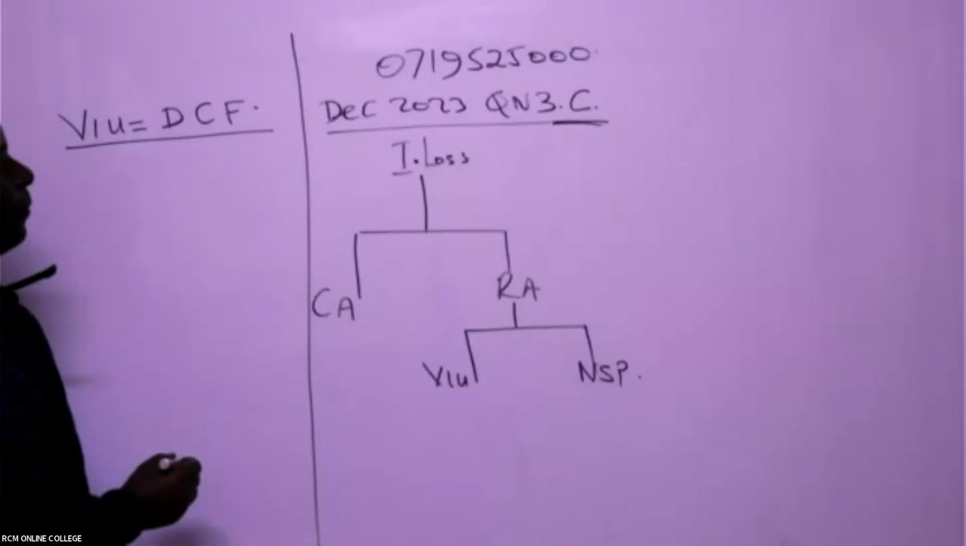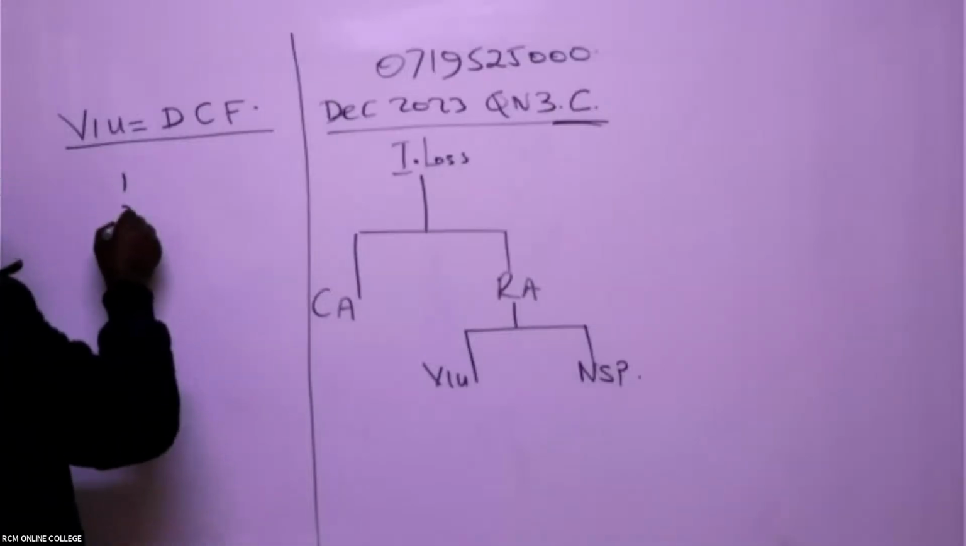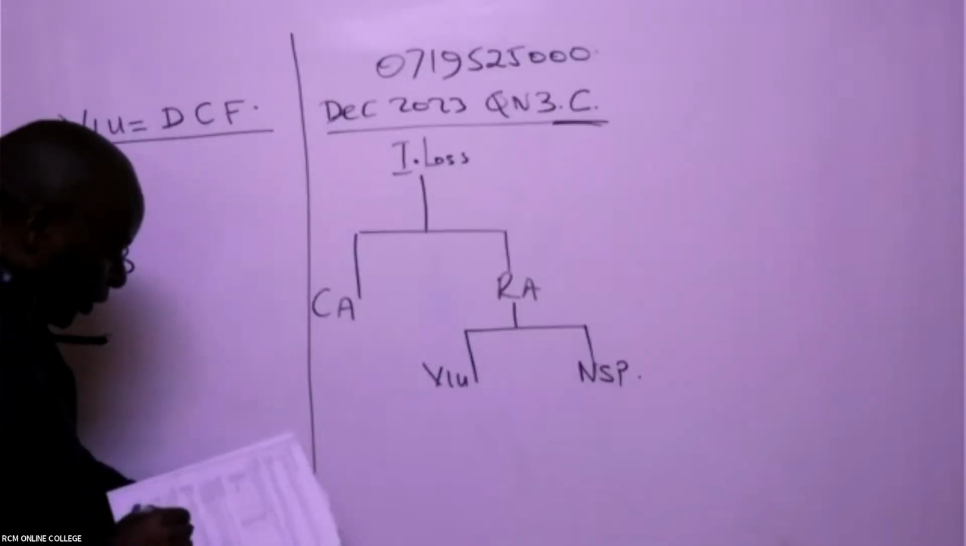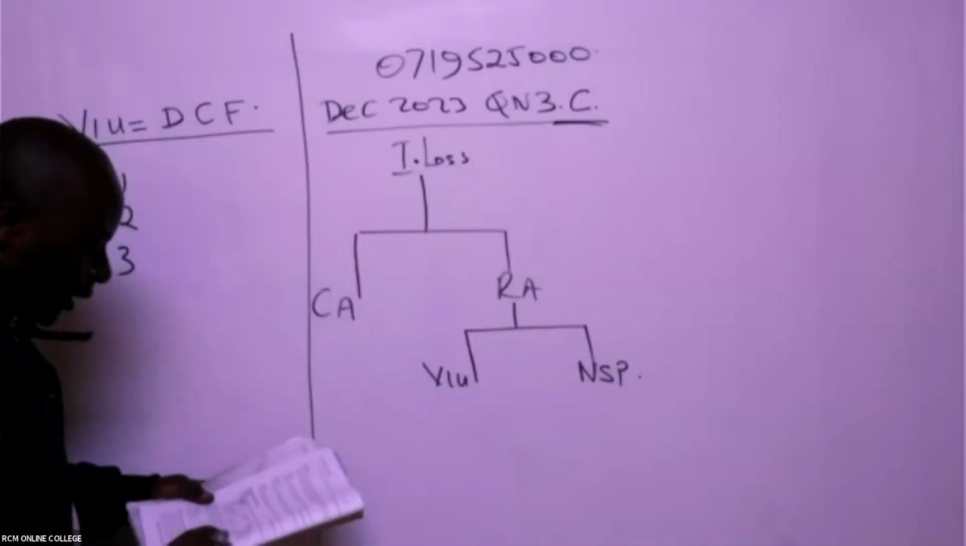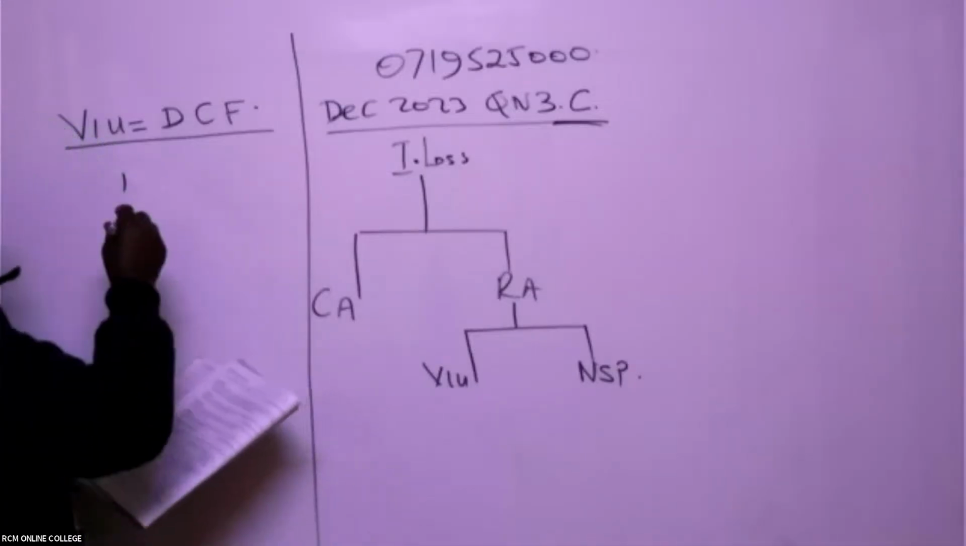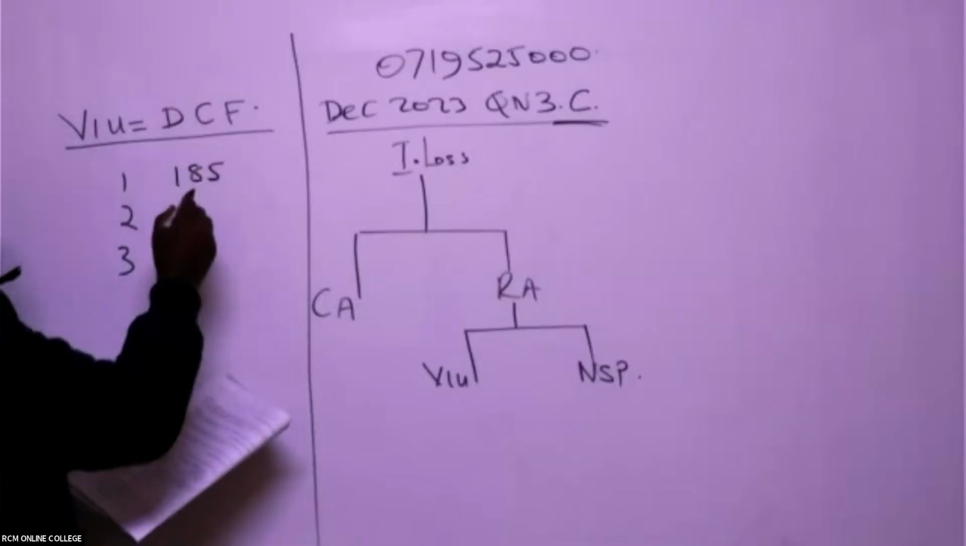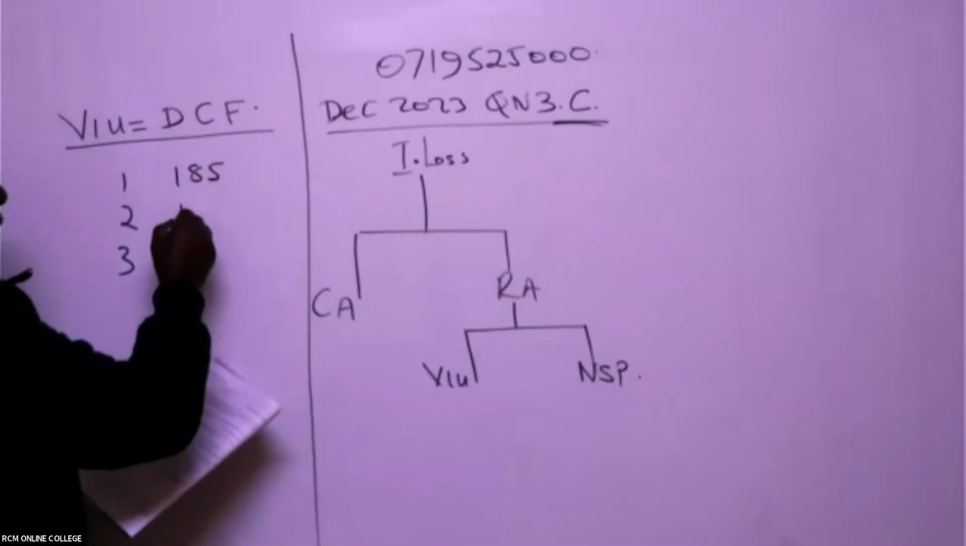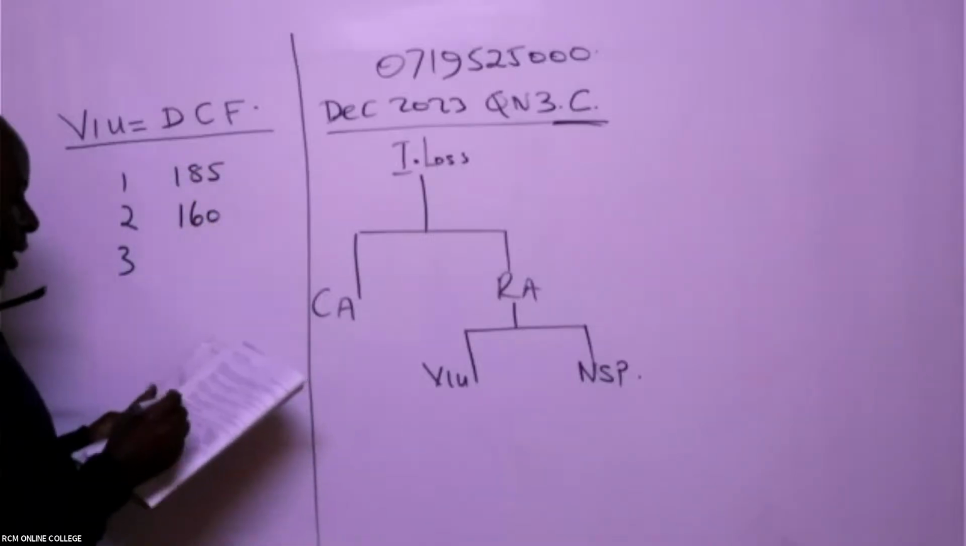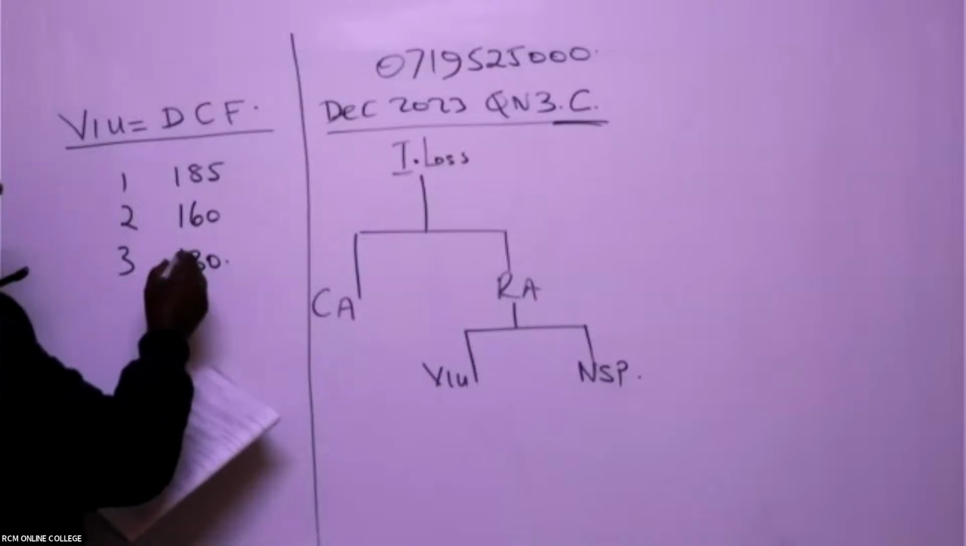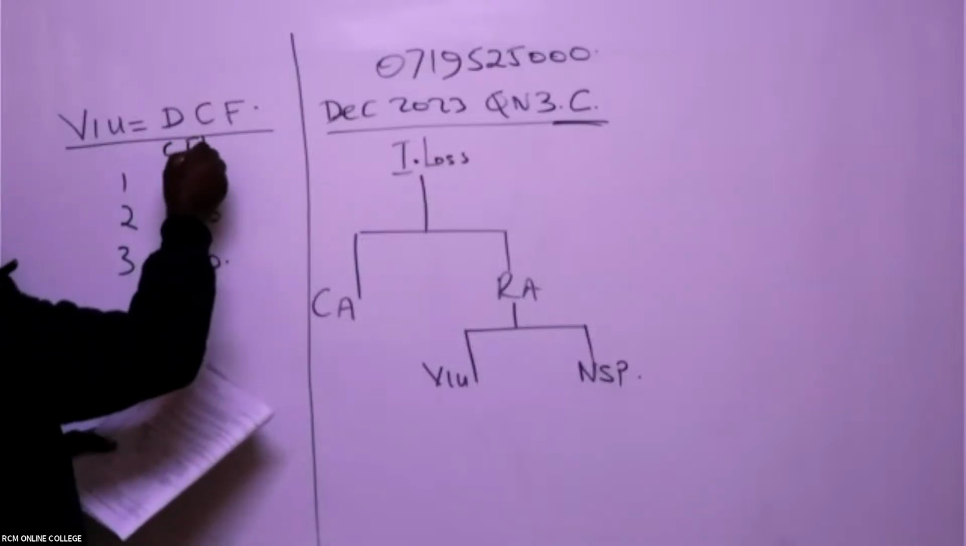The discounted cash flows. Unfortunately, we have 3 years. I can see the cash flows there: 185, 185; 160, 160; 130, like that. These are our cash flows.